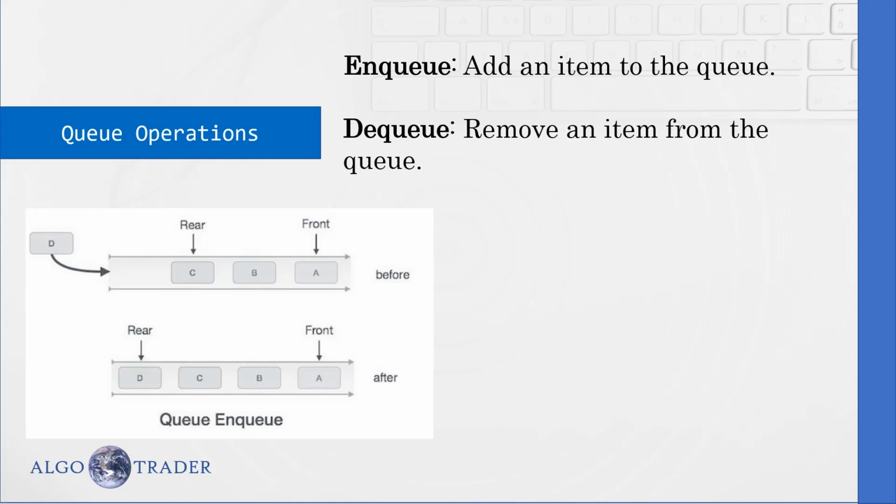correct? So we have three elements A, B, C in the queue. A first, then B, then C. Now if you want to enqueue element D into the queue, then you have to add at the rear. That means the rear is currently pointing at C. You move the rear to the left side and there you insert the new element D. That's how the enqueue operation works.